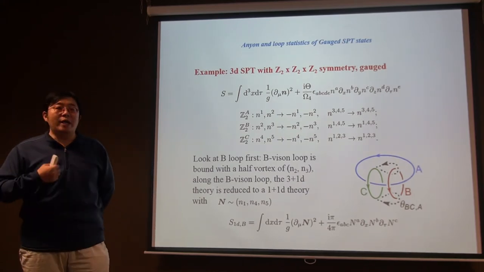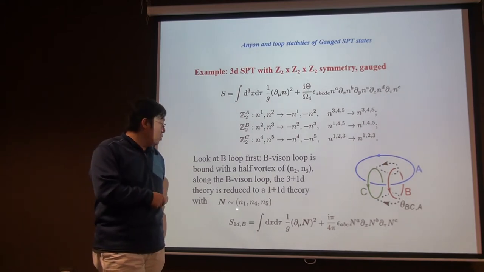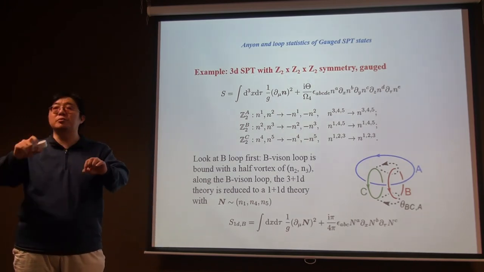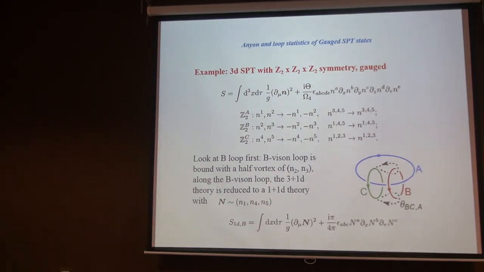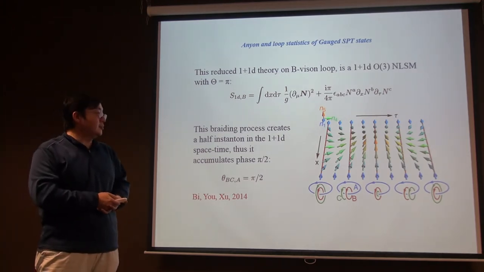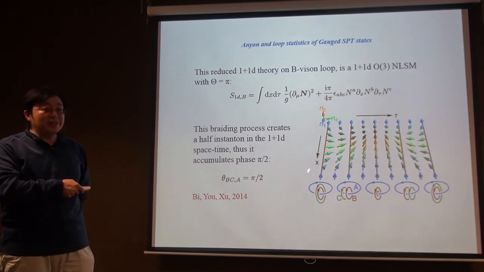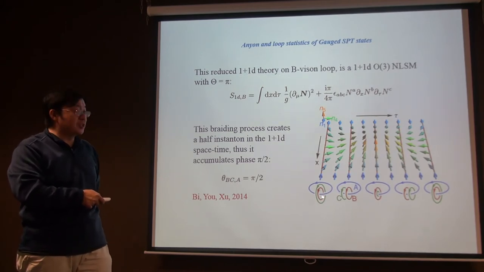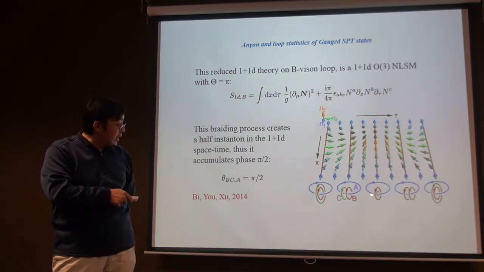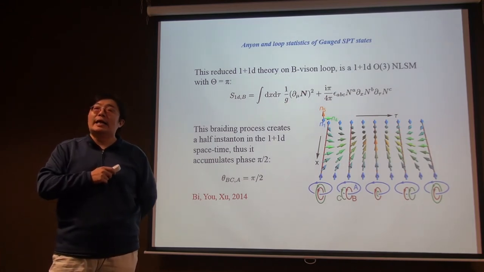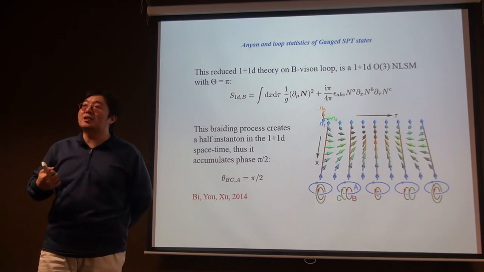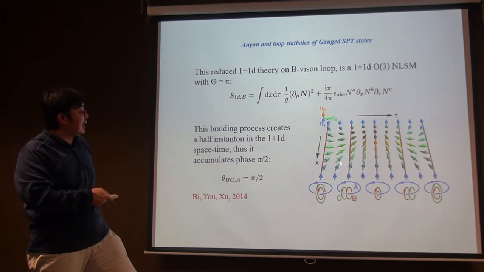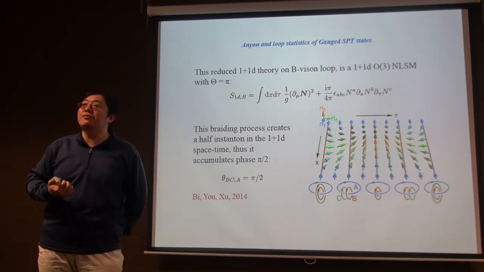Now we only need to calculate the N1, N4, N5 configuration during this braiding process. I have made a plot here. This is the space direction along the B loop, and this is the time direction. I start from this configuration, and after I do this braiding, I go back to the original configuration. In this 1+1 dimensional spacetime along the B loop, N1, N4, N5 will be precisely a half instanton, a half O(3) instanton.